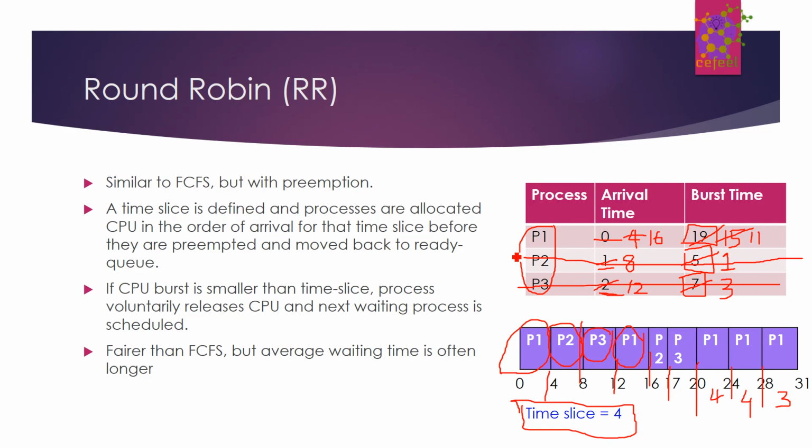But if you go into more detail, you will see that the average waiting time is still often longer. If you have a very long process like P1, even though it came early, it's possible that P1 has to keep waiting till its next time slice and only gets completed after a very long time, and sometimes we don't want that to happen.